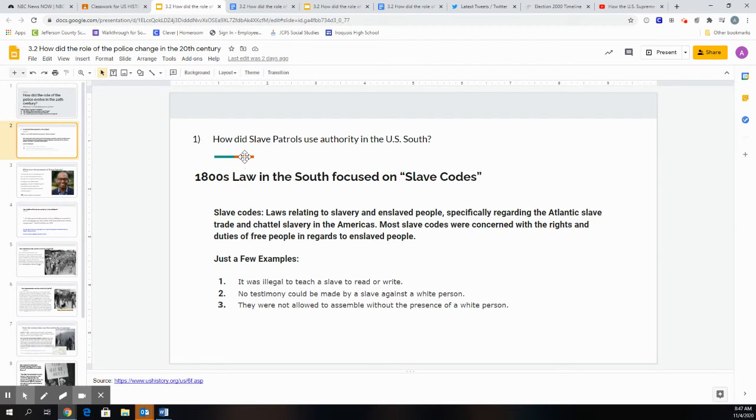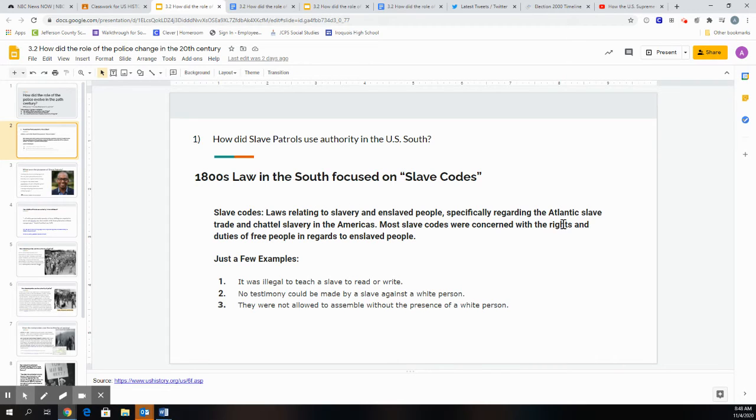How did slave patrols use authority in the U.S. South? And this is going to just be an overview of slave codes, laws relating to slavery and enslaved people, specifically regarding the Atlantic slave trade and chattel slavery in the Americas. That's just the type of slavery we had.